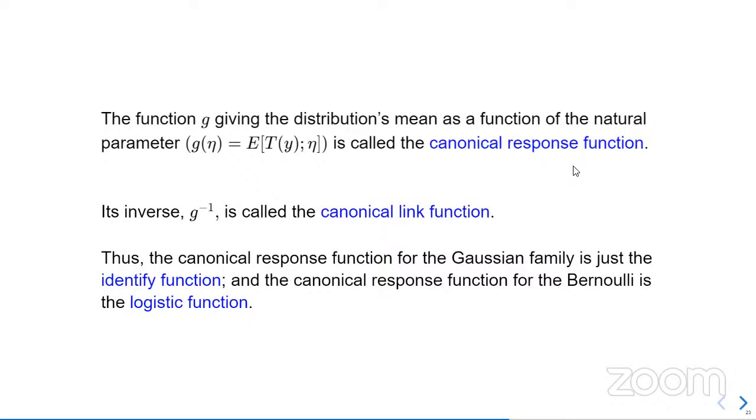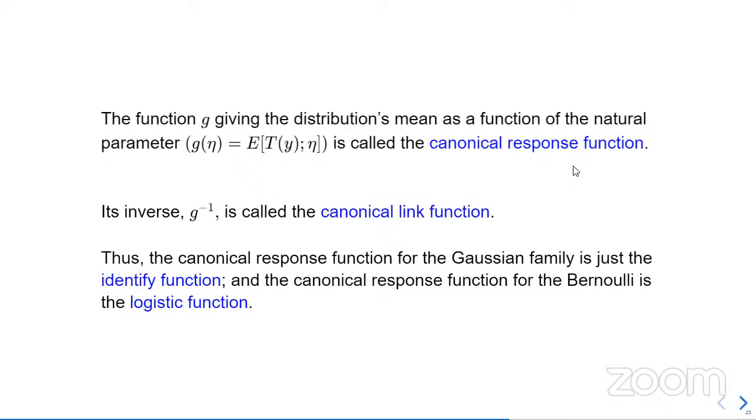And the inverse of that is called link function. So the function of eta is called response function, and the inverse of that is called canonical function. Okay, so in the Gaussian family, remember our model was eta itself, so mu itself. So eta was mu, so it's an identity function.